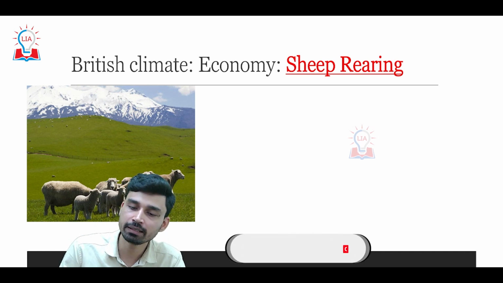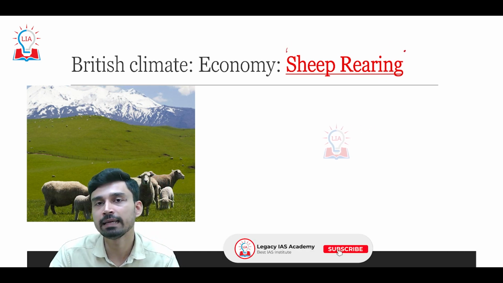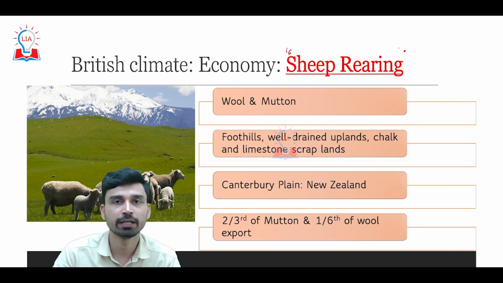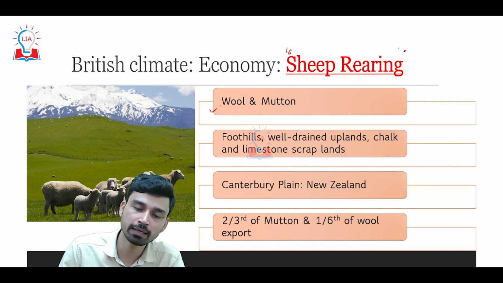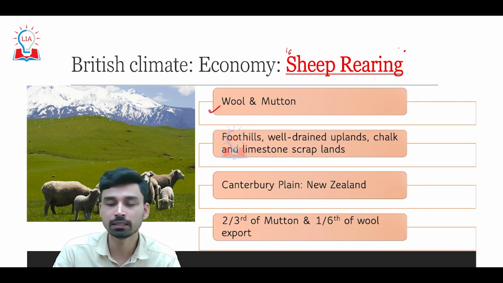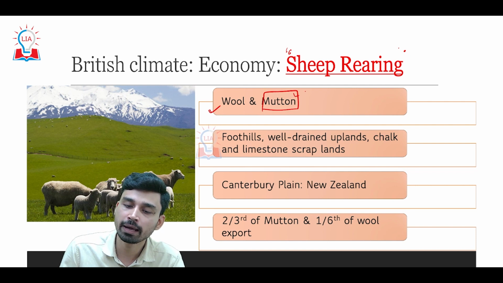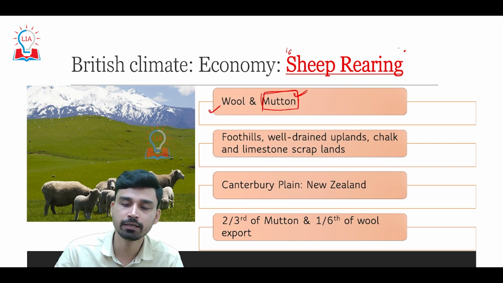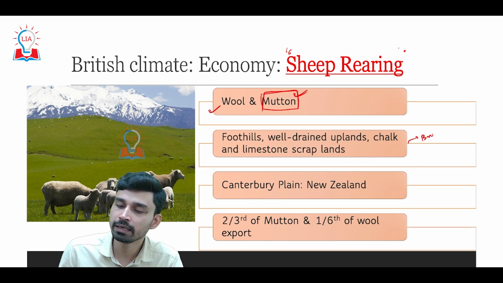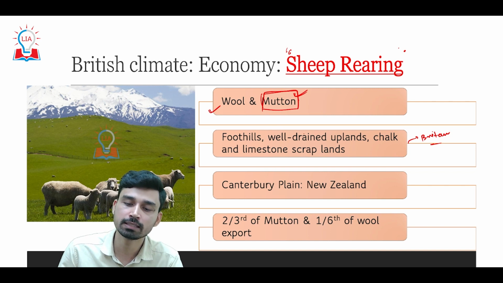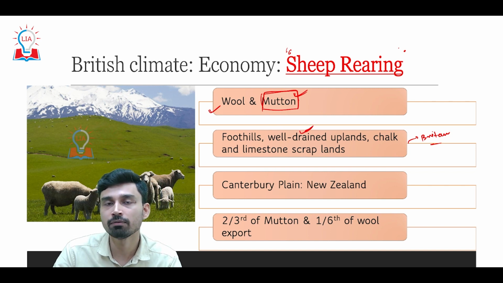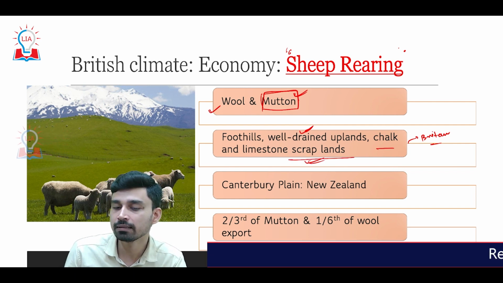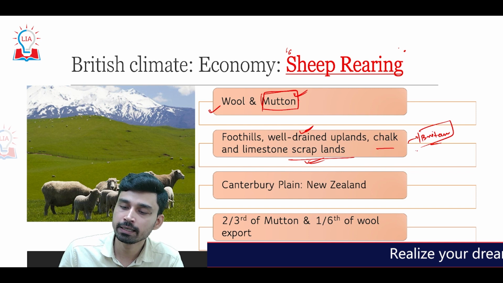The third most important activity that is carried out, especially in the England and New Zealand region of this particular climate, is the rearing of sheep. Sheep rearing is largely done for the purpose of either taking the wool or selling the wool, or the sheep are also sold as mutton for consumption in the urban center. If we talk about Britain, it is the foothills region of the Pennine Mountains, the well-drained uplands where rainfall is abundant, where water availability is abundant, and the chalk and limestone scarplands. These are the areas where sheep rearing is carried out.